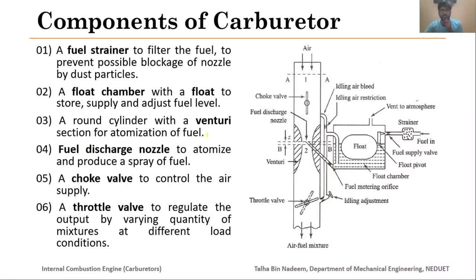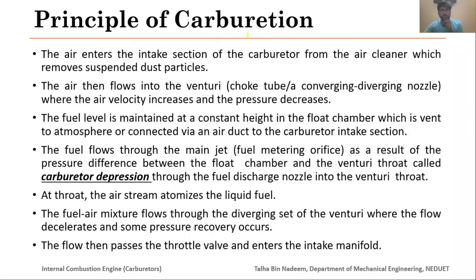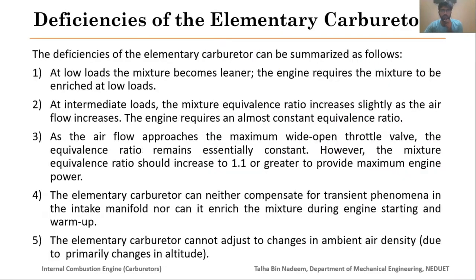Then we discussed in quite some detail the basic components of the carburetor, and along with that we also discussed the principle of carburation. Then we moved towards some deficiencies in the elementary carburetor. In the last class I mentioned that we will discuss some of the equipment, some of the accessories which are employed in modern carburetors to overcome all the necessary load requirements, because an elementary carburetor cannot overcome these deficiencies. So we have to add some accessories in order to overcome these deficiencies.